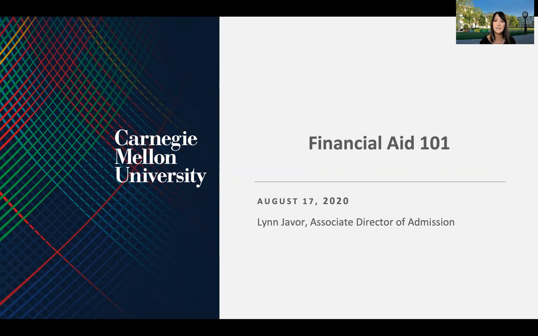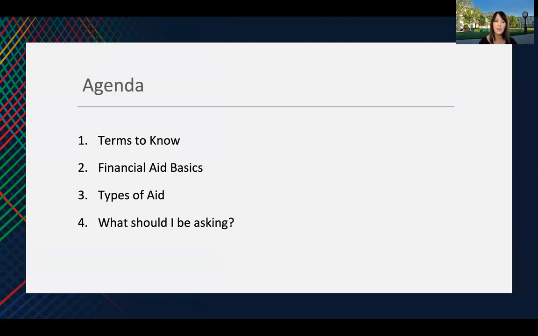Like I mentioned, today's program will be a slideshow. I'll walk you through everything and give you some basic information that we hope helps. So we'll get started. Today's agenda: some terms to know, financial aid basics, types of aid, and then we'll end with some things that might be helpful for you to know. So things that maybe you should be asking of financial aid offices or financial aid officers, admission staff that you may be working with, just some general questions that might be helpful for you to ask.